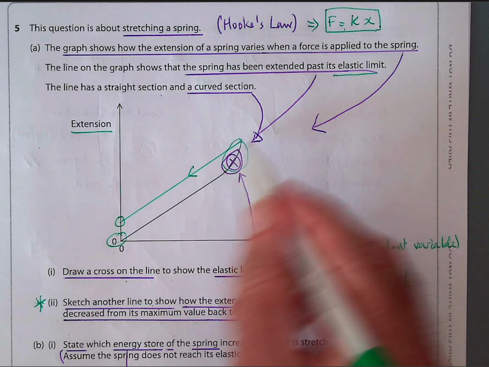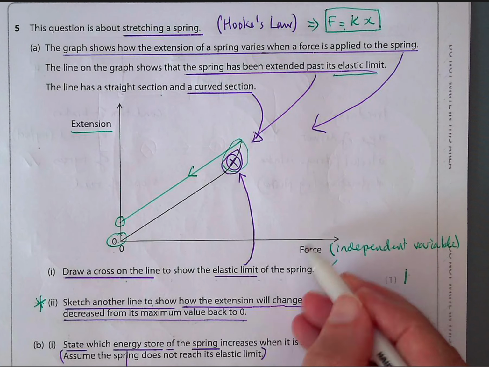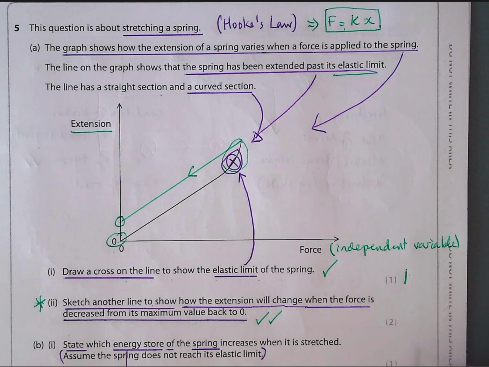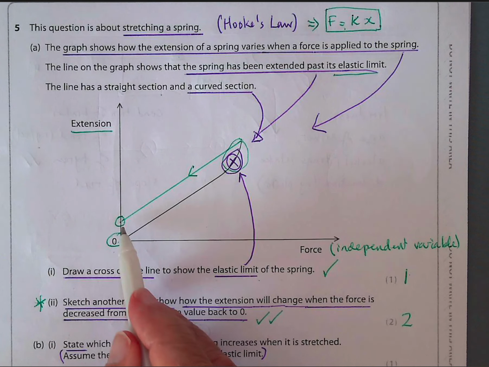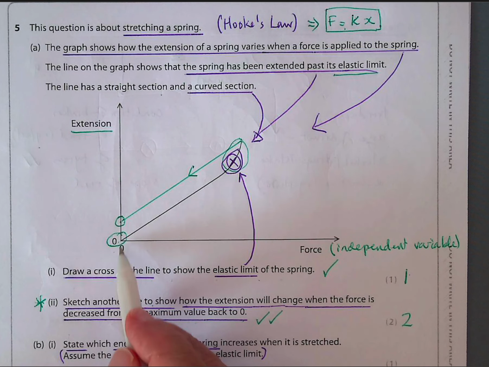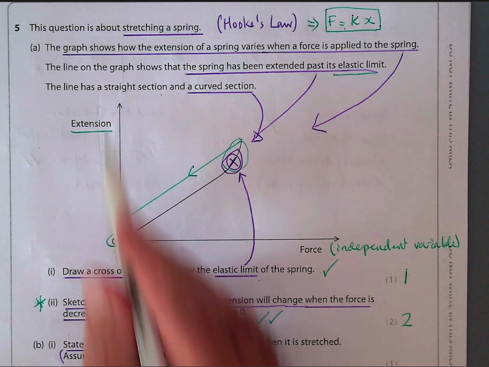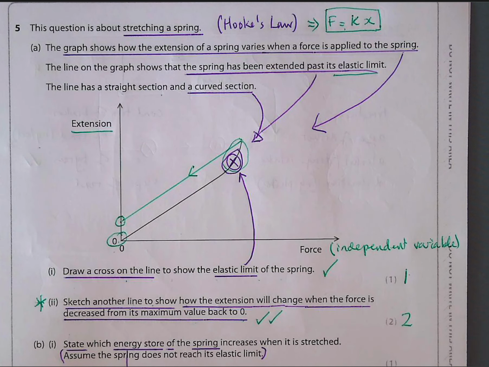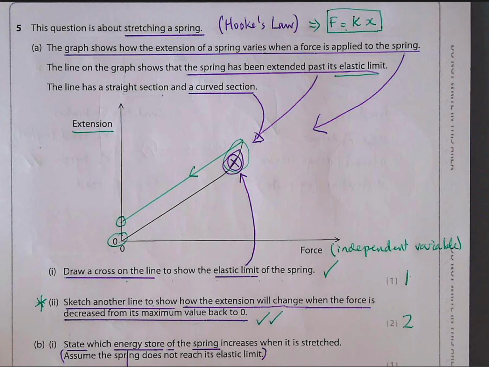So the second line is you're going back to 0 on the force, and showing that it still remains stretched, and that's why they give you 2 marks for that. So 1 for showing that it will hit this axis at a value greater than 0 on the extension, so we'll have a permanent stretch on it, and you basically damage the spring.